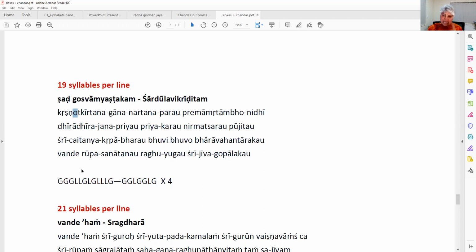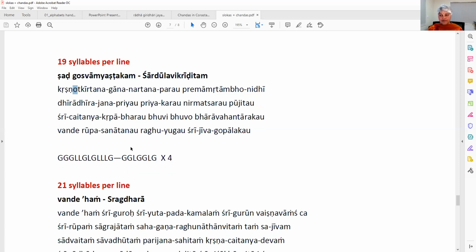So it's the same Shardula Vikriditam, but there are two tunes to it. So feel free to use whichever comes easily. So for a lot of traditional Indian verses, we tend to use the one that I just sang for the Nectar of Instruction one. So that's Shardula Vikriditam.